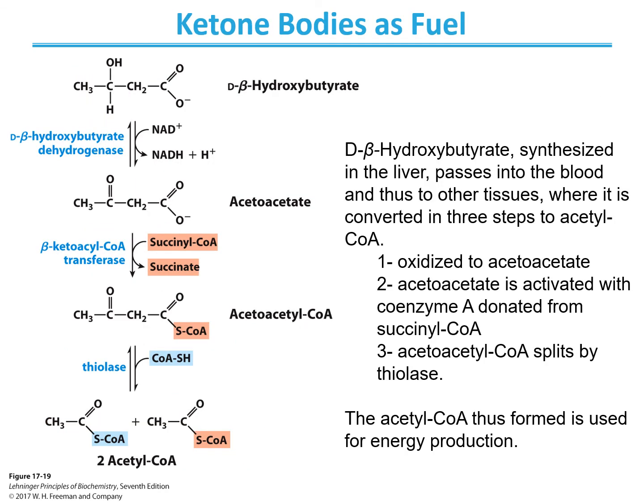Now, once in the blood, this beta-hydroxybutyrate can then enter other tissues, including the brain, and can then be further transformed under successive reactions into acetyl-CoA. Now, acetyl-CoA in tissues that are not insulin dependent will be able to be used for energy production.